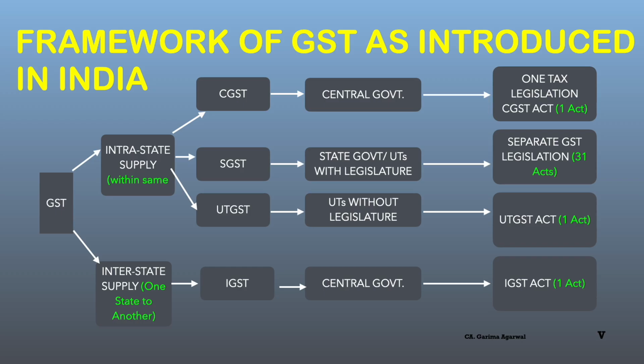Then third is IGST, that is the integrated GST. It is collected by the center on interstate sales, that is when goods move from one state to another. And then fourth is UTGST, that is Union Territory GST. It is same as SGST, but for union territories without their own legislatures like Chandigarh or Ladakh.